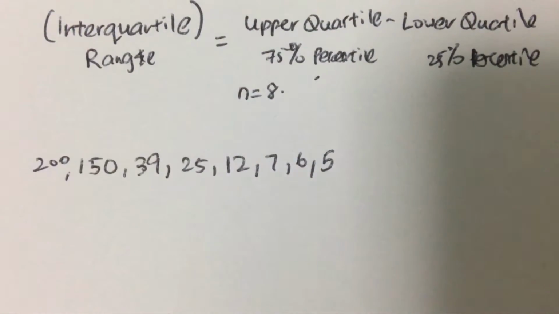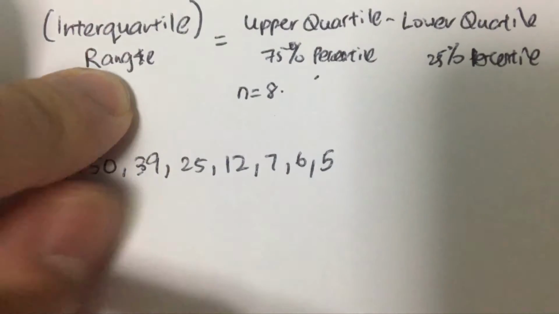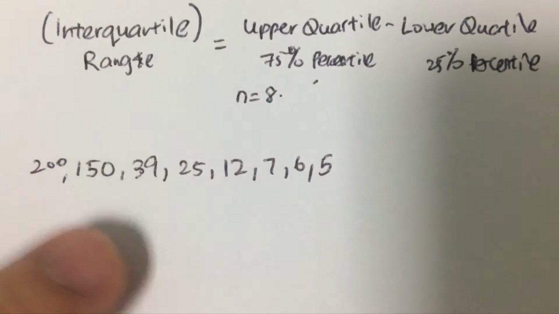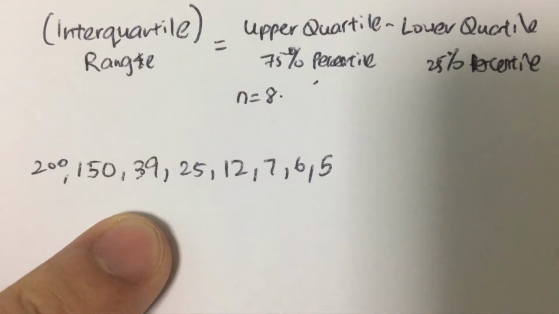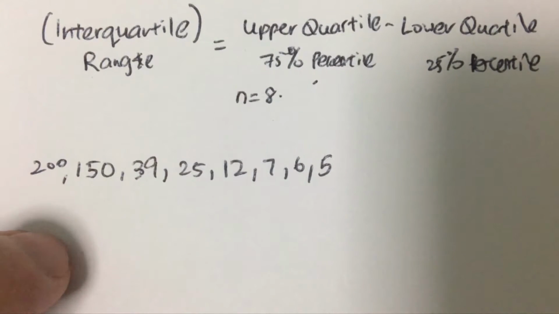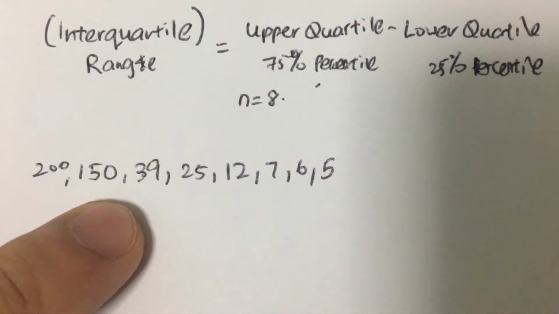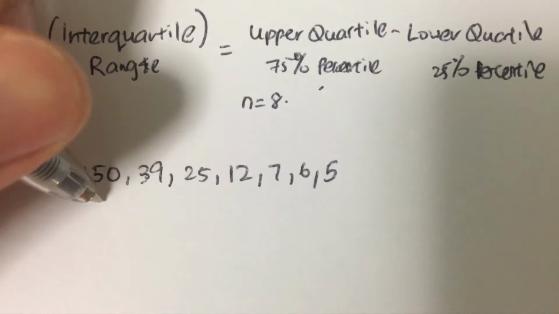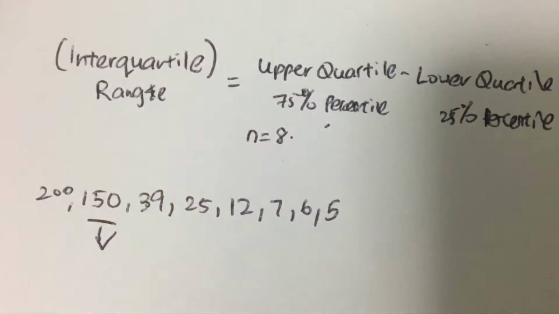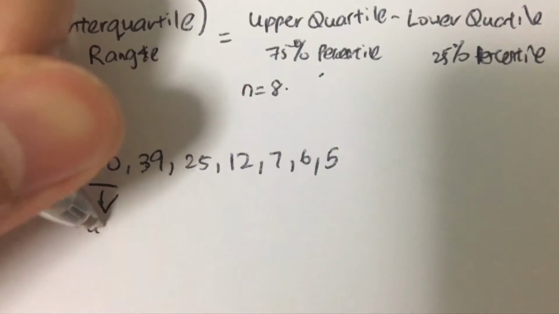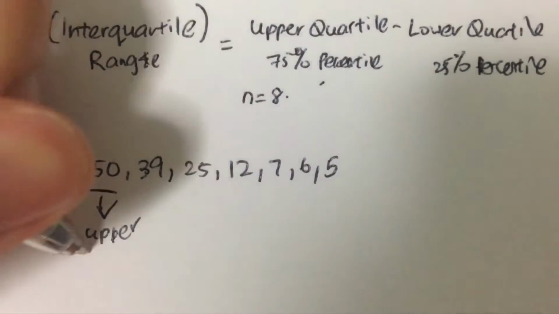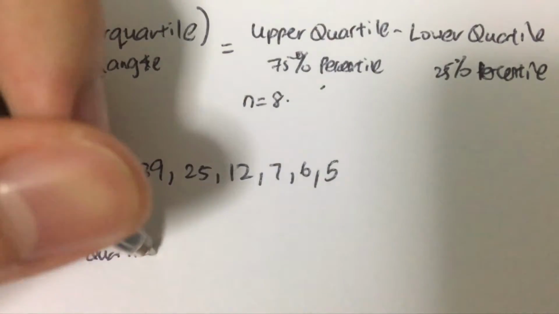So basically, to find the interquartile range, we first find the upper quartile. Like I mentioned just now, if the sample size n is equal to 8, I will find the second highest value, and that will be my 75th percentile, or my upper quartile, which in this case is 150. This value itself is my upper quartile.